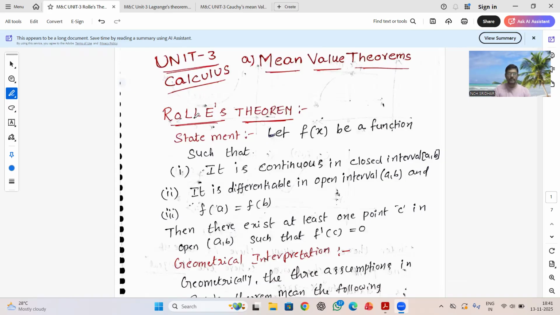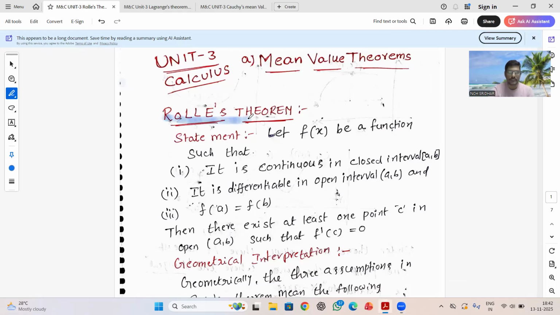So today we are going to discuss one most important topic of Unit 3 in our MNC subject. In this Unit 3 we are going to discuss mean value theorems, right? There are three mean value theorems. One is Rolle's theorem, second is Lagrange's mean value theorem, third is Cauchy mean value theorem. Let us try to discuss these three mean value theorems if possible. First we are going to discuss Rolle's theorem.